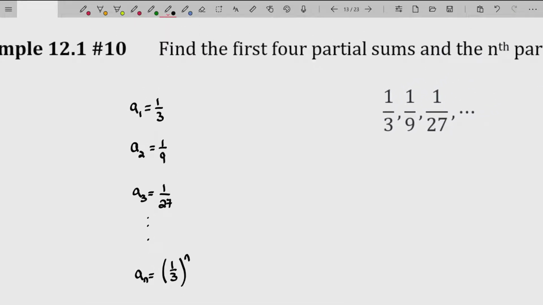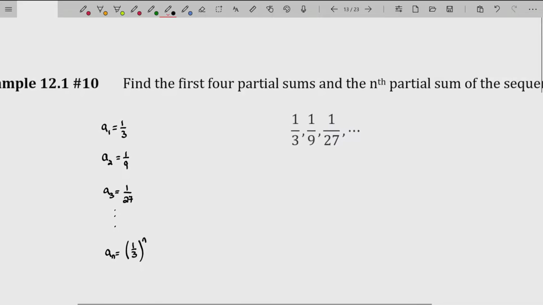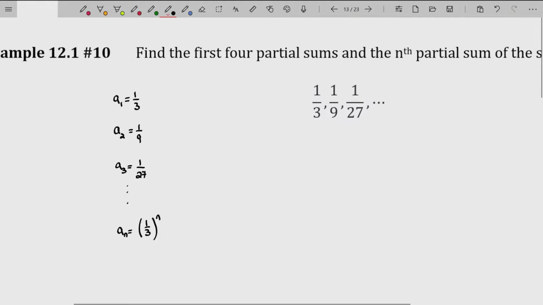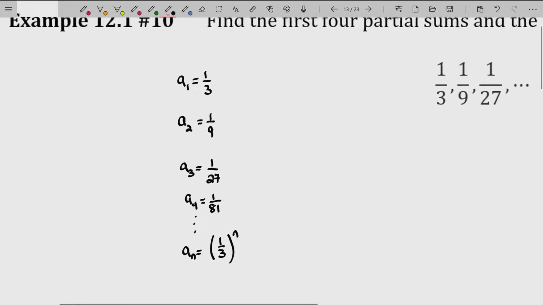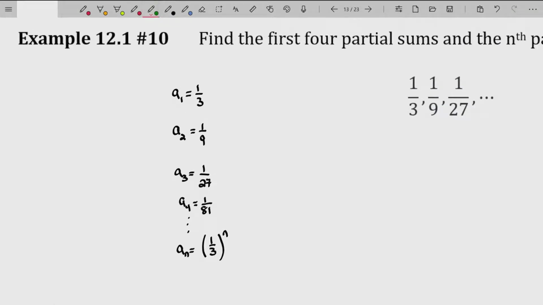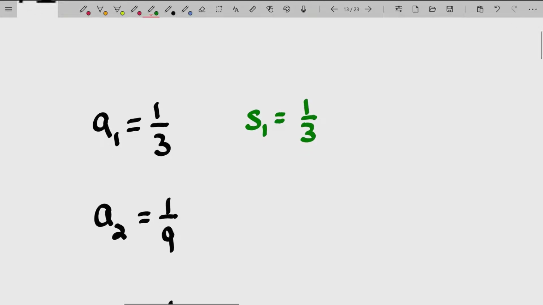Now they ask, what are the first four partial sums and the nth partial sum of the sequence? Well, since they're asking for the first four, I should probably have gone down to A sub 4 here. A sub 4 is equal to 1 over 81, and then dot, dot, dot. I'll do the partial sums in green. So the first partial sum is just the sum of the very first element, and that's just 1/3. That's how it's always going to operate.